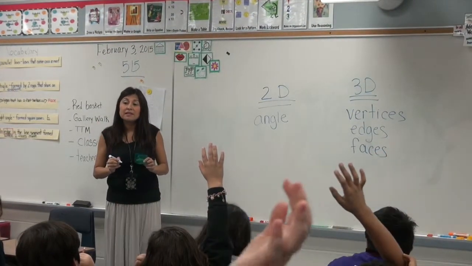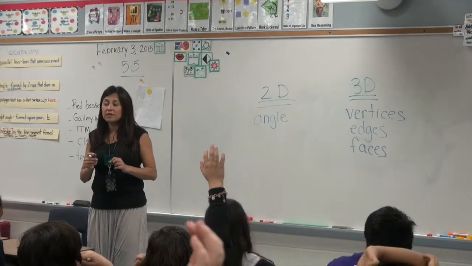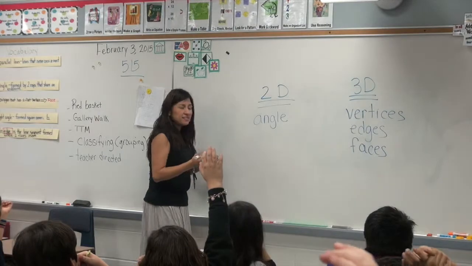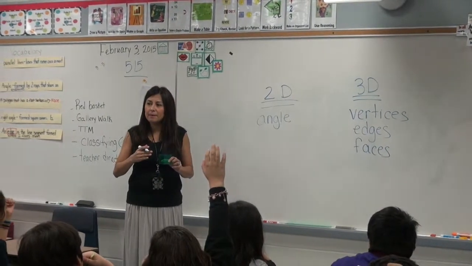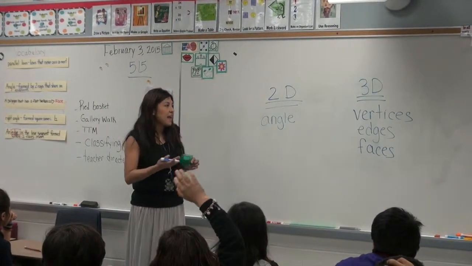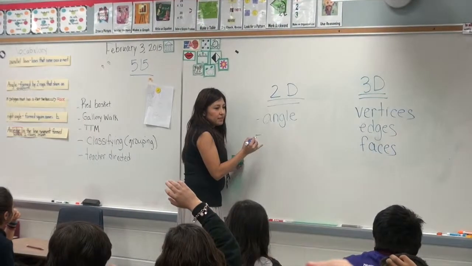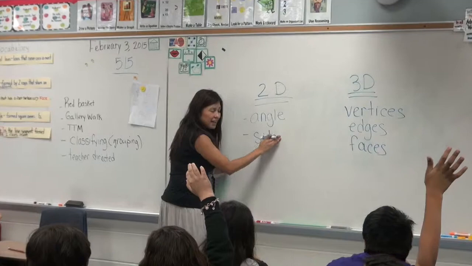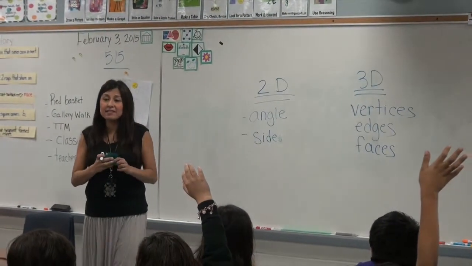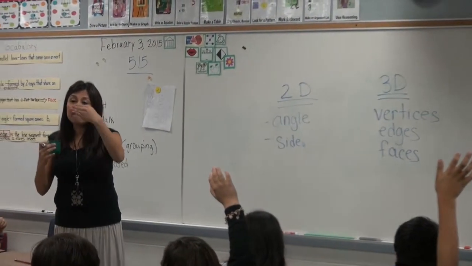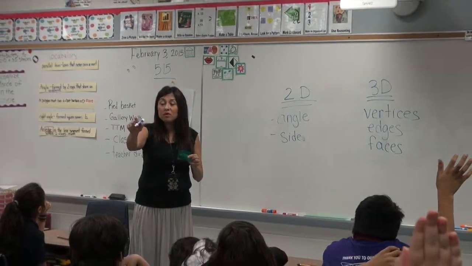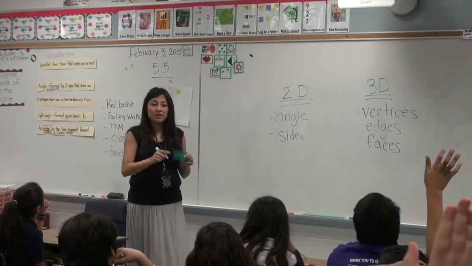Yes. A 2D shape has no faces or just has one face. It has one face. It has a 2D face, right? A shape. It has a shape on it. It has one, but a 3D shape has faces all around it. Thank you. Very good.